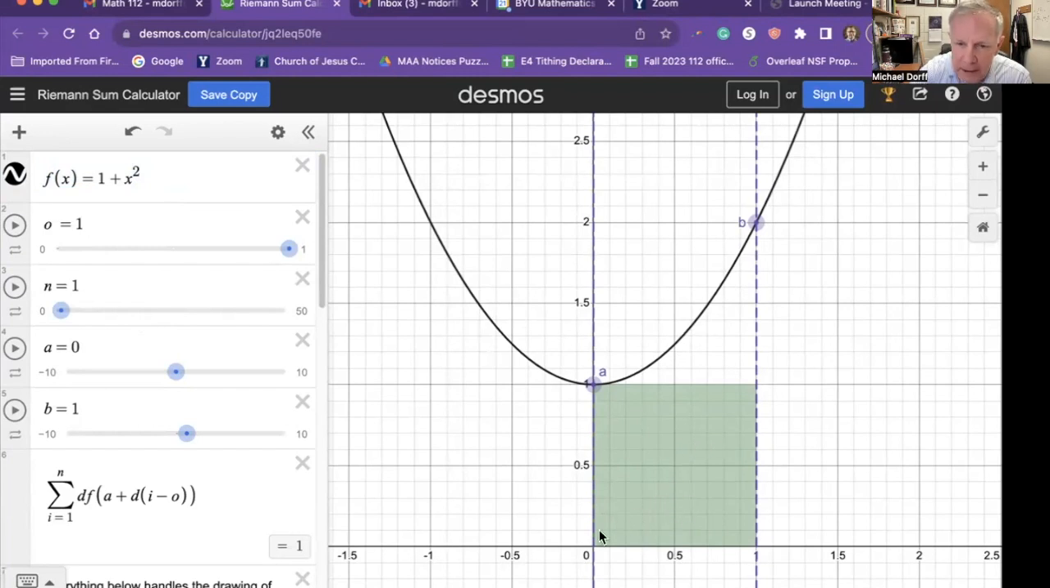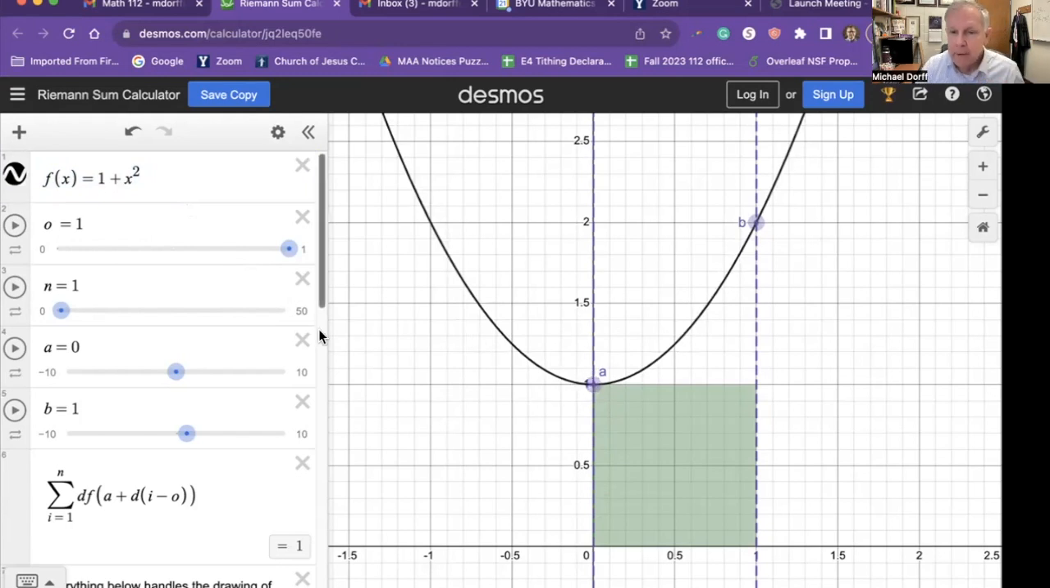To figure out the height, I've taken the leftmost x value of the rectangle and plugged that value into my curve to find out where that x value would hit the curve. So the x value is 0. Again, my function is f of x equals 1 plus x squared. So when x is 0, that gives me a value of 1, and that gives me this point right up here, which has a height of 1.